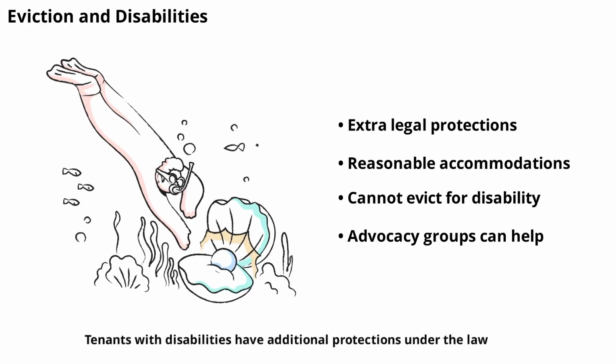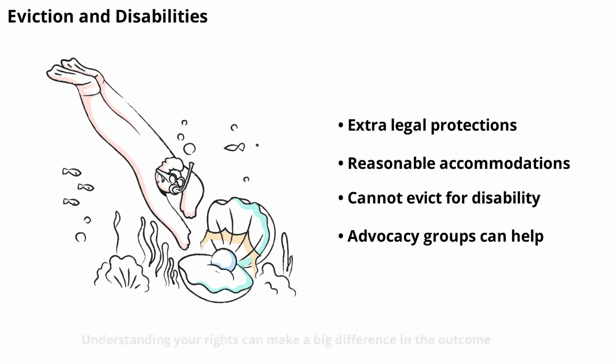Tenants with disabilities have additional protections under the law. Landlords must provide reasonable accommodations and cannot evict tenants for reasons related to their disability. If you have a disability and are facing eviction, reach out to advocacy groups or legal aid for help.